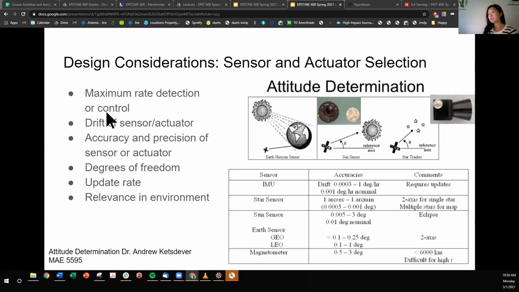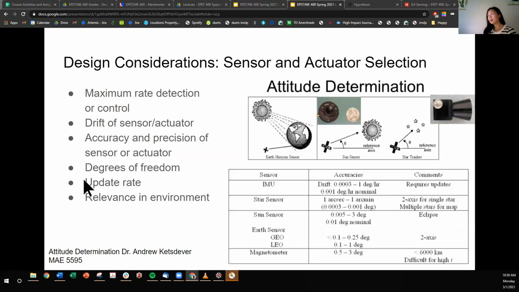So that's one consideration. You need to think about the drift of your sensors and actuators, the accuracy and precision of your sensors or actuators. This will eventually get you to the accuracy and precision of your pointing performance at the very end. It's a combination of sensor and actuator precision and accuracy. You need to think about the degrees of freedom that you're getting when it comes to sensors, and the degrees of freedom that you're controlling your spacecraft to. Do you want 1 degree of freedom or 3 degrees of freedom?